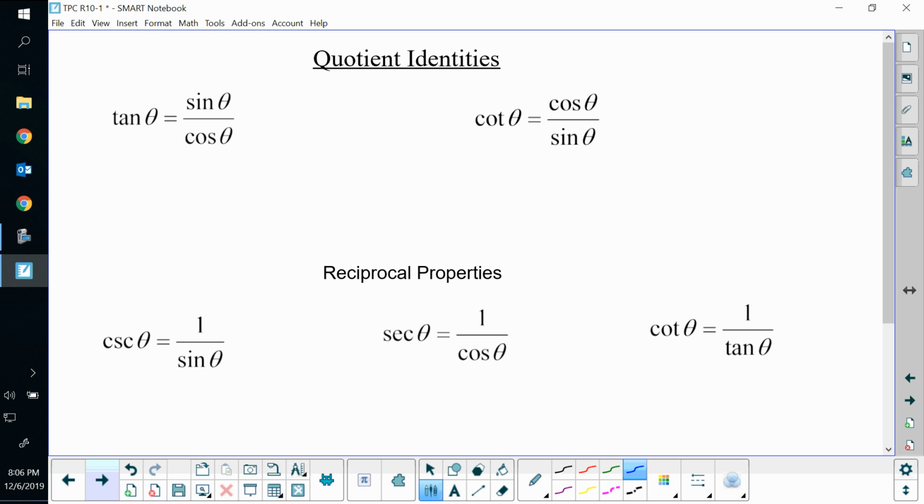Now, some other ways your reciprocal properties could be written. Cosecant is the reciprocal of sine, so original sine is sine over 1, so when you flip it, you get 1 over sine, and similar idea for secant and cotangent.